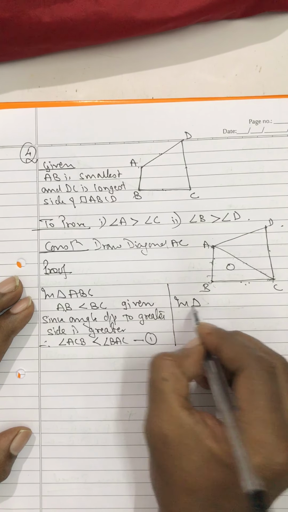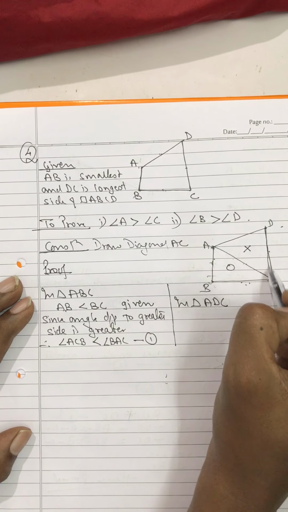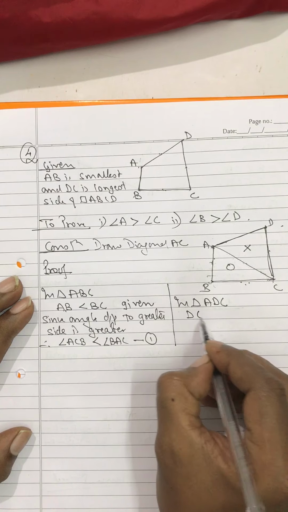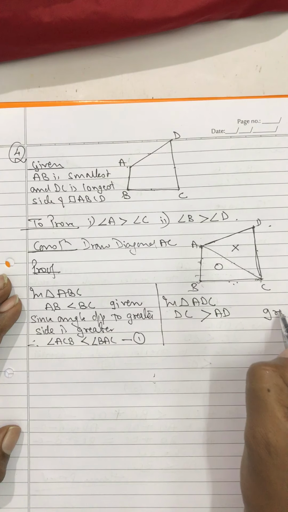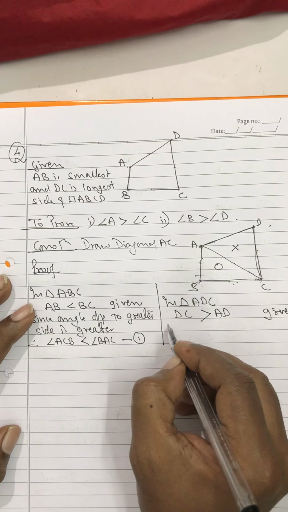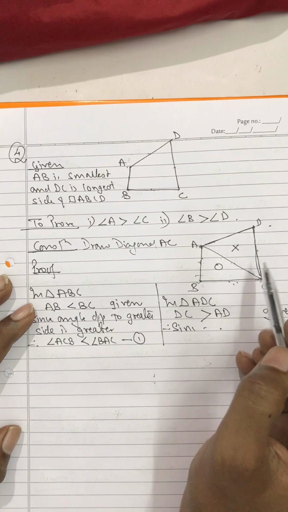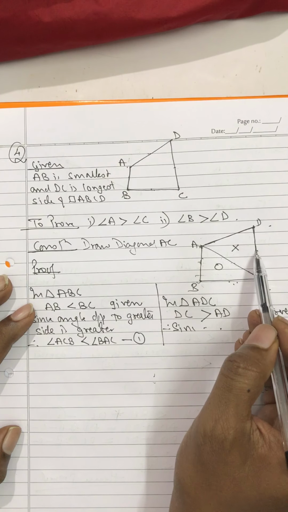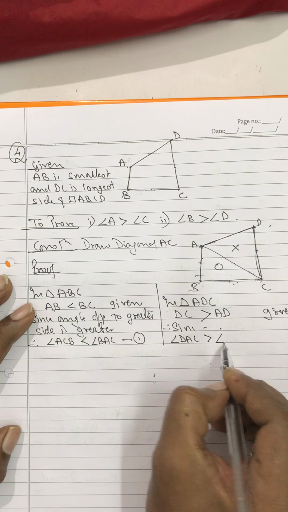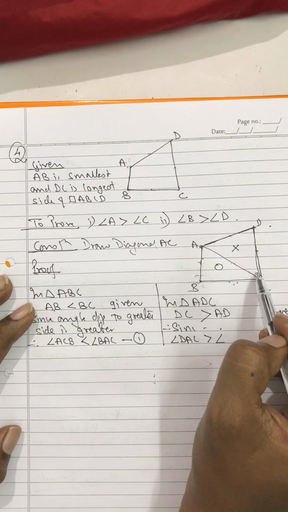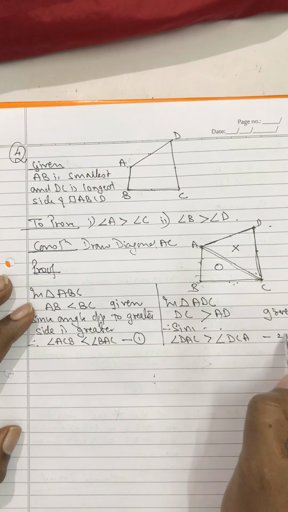Now I am going in this triangle ADC. Here I can compare between DC and AD. DC is actually greater than AD, right? Because it is greatest. This is given. Therefore, again, since angle opposite to greater side is greater, angle opposite DC is angle DAC. Angle DAC will be greater than angle opposite to AD, which is angle DCA. This is 2.